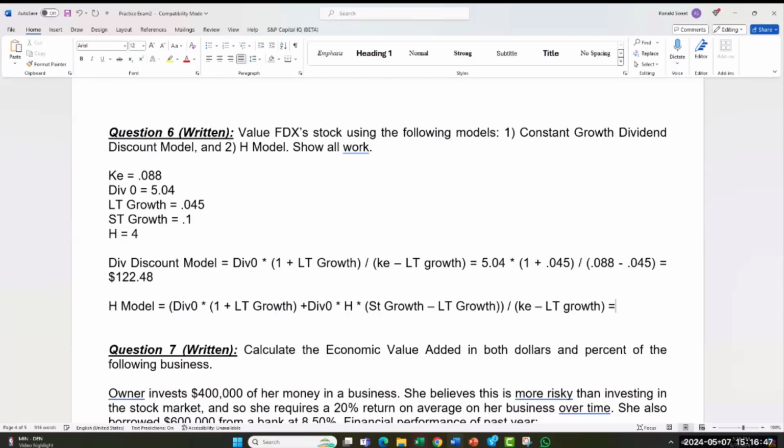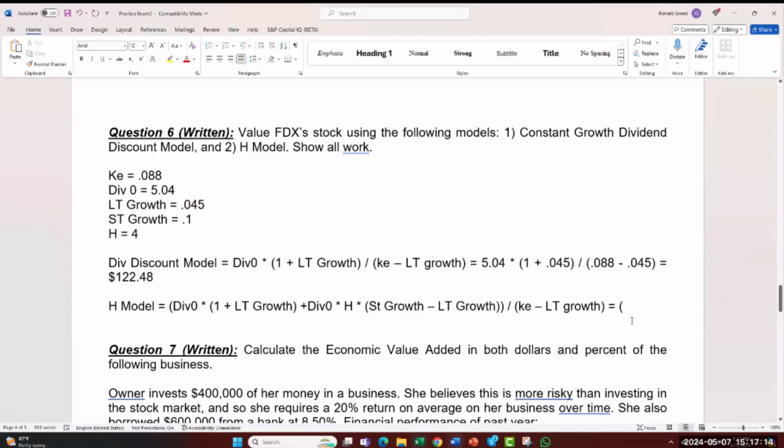The H model, it's the same thing again, except for the parentheses. Some students really mess up on the parentheses. You need that entire numerator before you divide by KE minus long-term growth. Some students take this and add this to it, but it's not that. You've got to add all of this numerator before you do this. So be careful with your calculators.